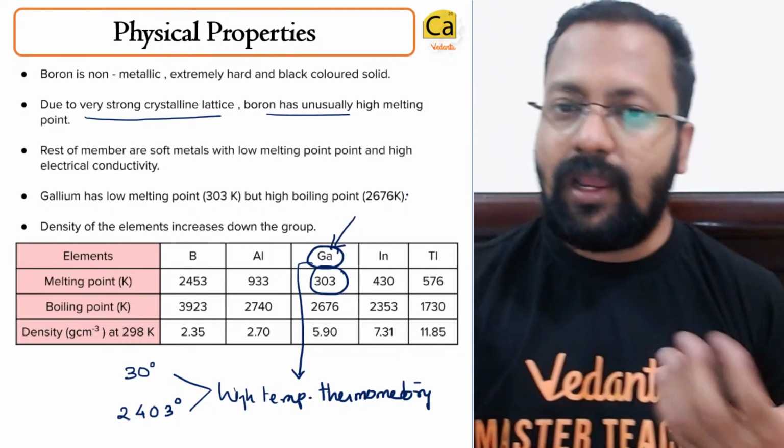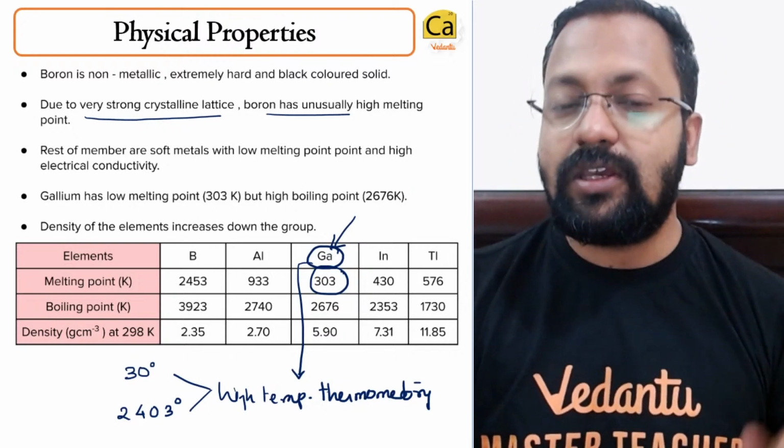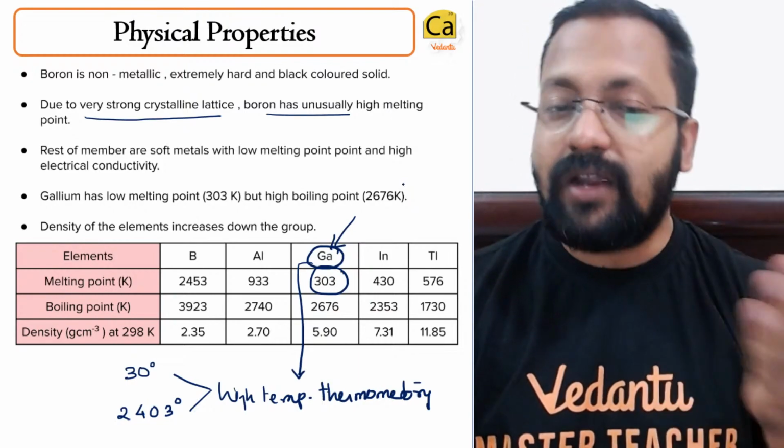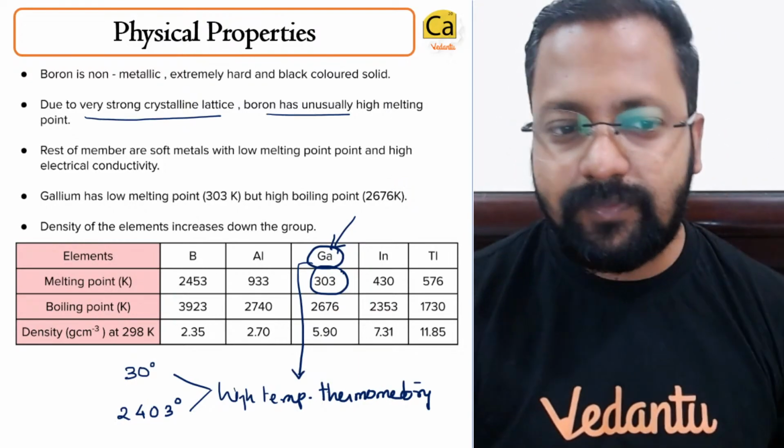It turns into a liquid not at room temperature. Room temperature is 25 degrees Celsius, and it melts at 30 degrees Celsius, slightly higher than room temperature. If you keep it in your hand it will melt.